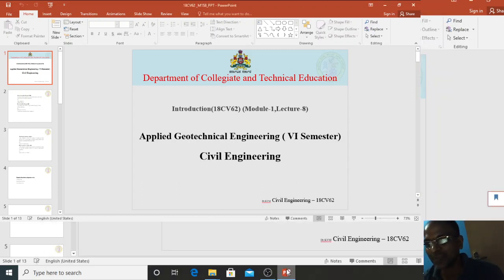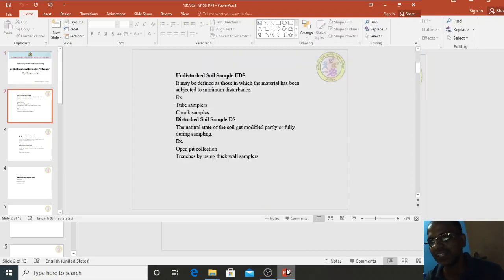Today I am discussing Applied Geotechnical Engineering 18 CV62 for 5th semester students, Module 1, Lecture Series 8. Today our discussion is on undisturbed soil sample, disturbed soil sample, representative soil sample. Last class we discussed samplers and now we are discussing samples. The soil which is collected from that sampler is called a sample.